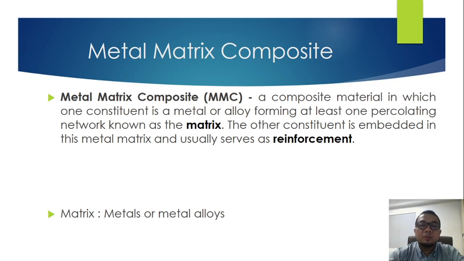First, metal matrix composite or MMC is a composite material in which one constituent is a metal or alloy forming at least one percolating network known as the matrix. The other constituent is embedded in this metal matrix and usually serves as reinforcement. So, as we know, in a metal matrix composite, metal acts as the matrix. So the primary is your metal.